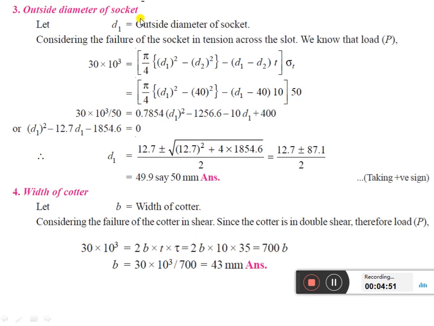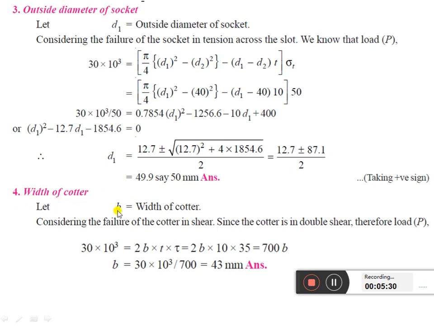The next step: outside diameter of socket, considering the failure of socket in tension across the slot. P equal to pi by 4 into d1 square minus d2 square minus d1 minus d2 into t into sigma t. So substitute the value of d2 that we found in the previous step and find out the value of d1, that is the outside diameter of the socket. So d1 is equal to 49.9, say 50 mm.